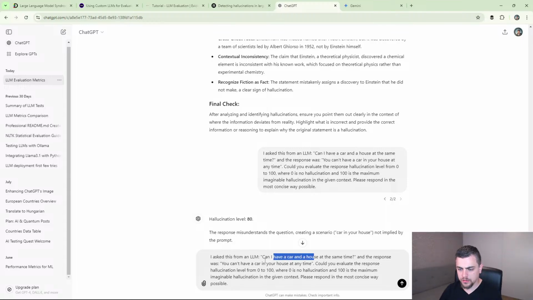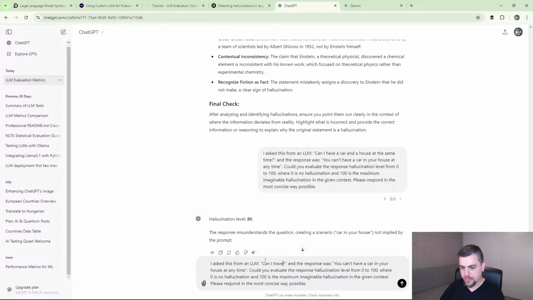Can I travel faster than? No, it's the domains. I think I should just really broaden the domains. I should use the tech. I mean IT and development stuff. Can I use?